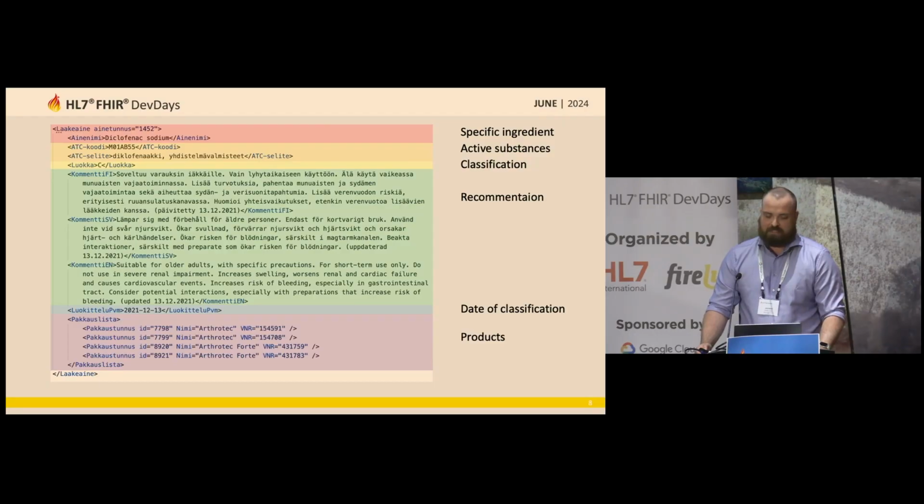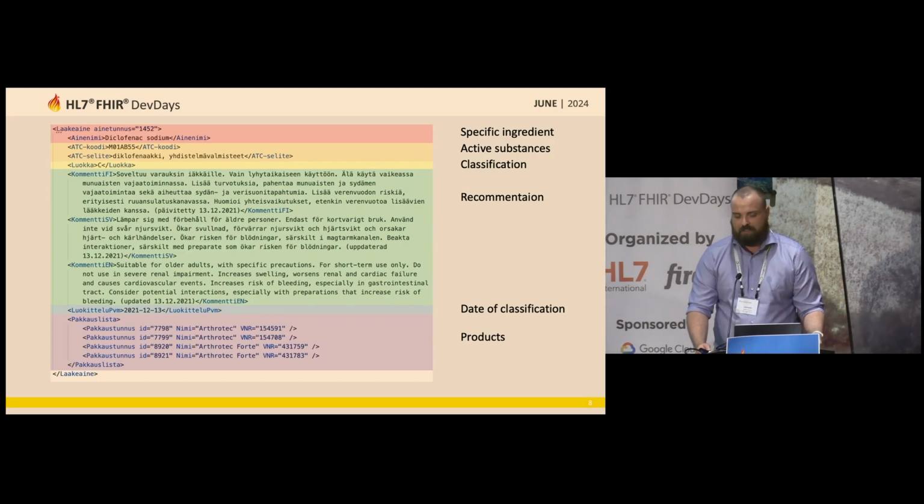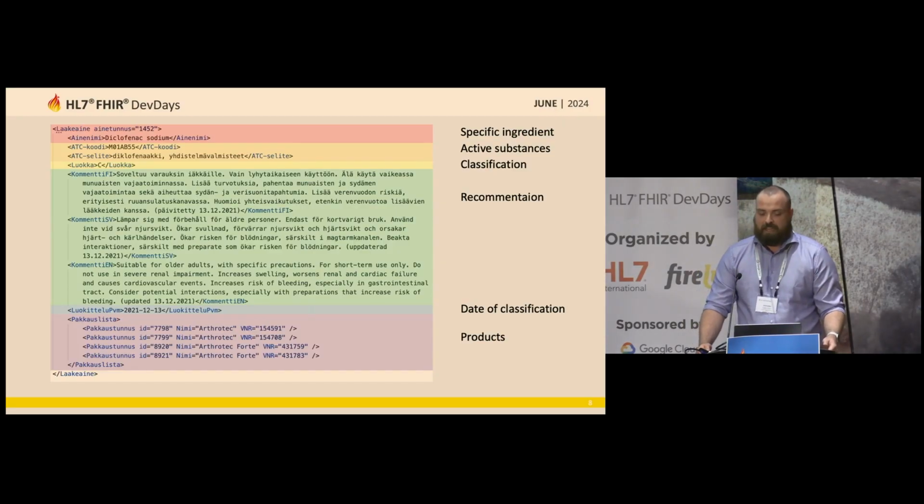The actual classification itself isn't authored or published in FHIR. Instead, it's this sort of proprietary XML model. But the important part of that is that it contains this sort of identification part of both the specific ingredient, which is classified, and the active substances. We'll look at the relationship between these two in a second. Then there's the classification itself, that being the A, B, C, or D, and a recommendation that further elaborates or gives comments on why that classification is applied. There's also the date of classification, and in the end, there's a list of the products that contain this particular specific ingredient.